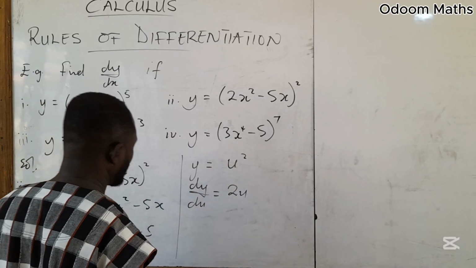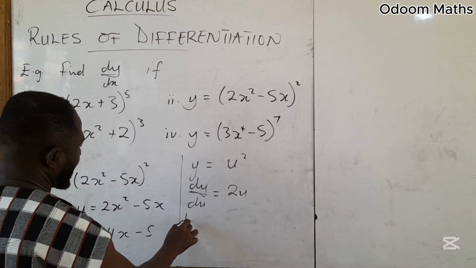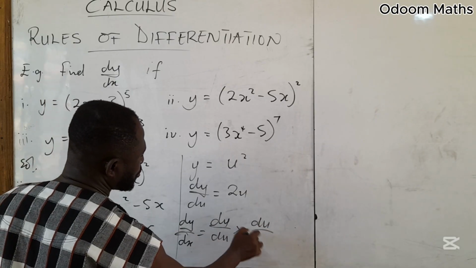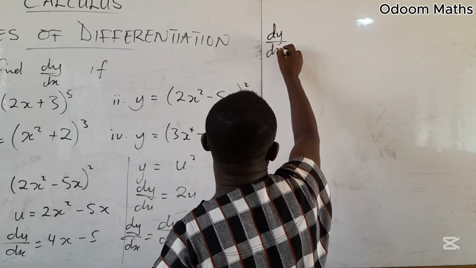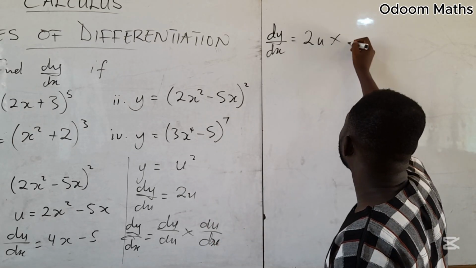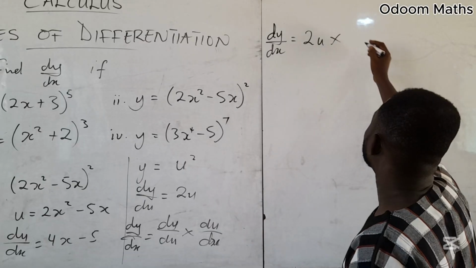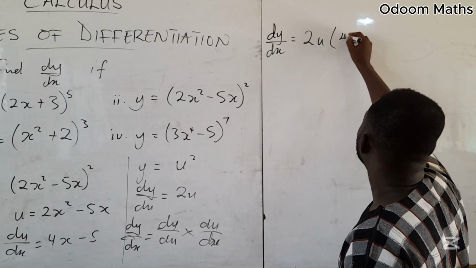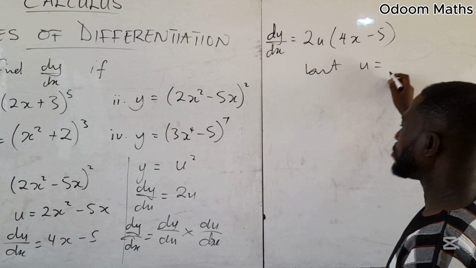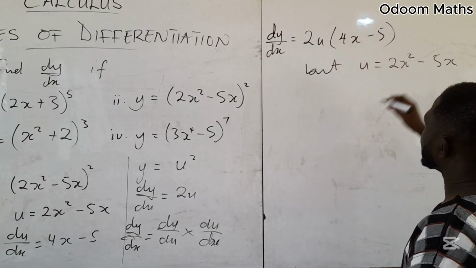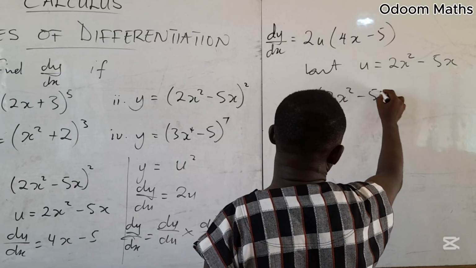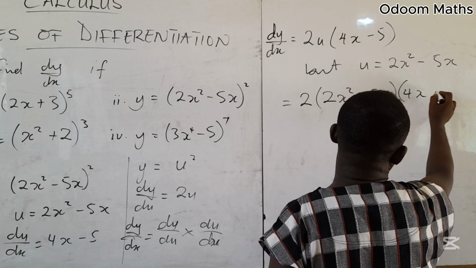So dy/du becomes 2u. Okay, so in this sense, the final answer dy/dx is equal to dy/du times du/dx. So my dy/du, I had 2u, so 2u times du/dx, I had 4x minus 5, so into brackets 4x minus 5. But my u is equal to 2x squared minus 5x. Okay, so I'm now going to have 2 into brackets 2x squared minus 5x, then times 4x minus 5.